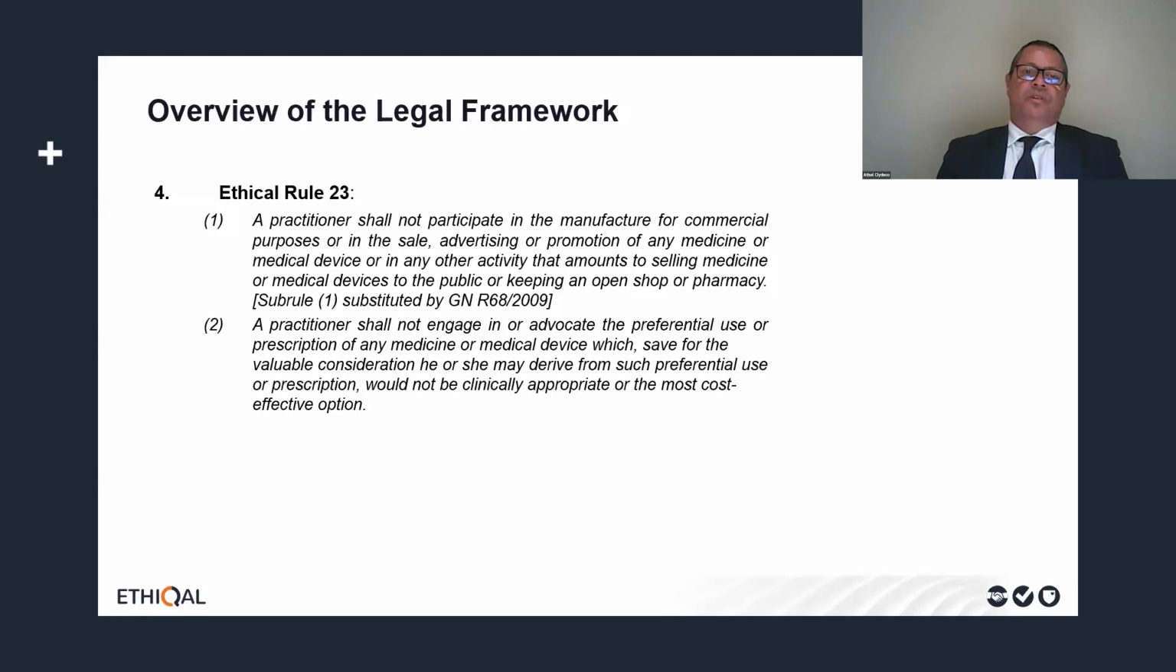If what you are proposing to prescribe to or dispense to your patient for that matter is clinically appropriate and the most cost-effective option for the patient, then by all means, you can do what sub-rule 2 says. Again, it feeds into the theme of being able to prove what you claim in your advertising or promotion of a particular product or device.